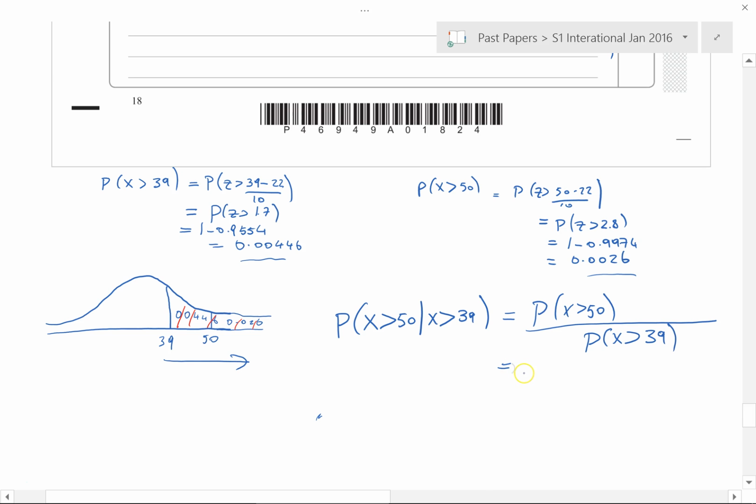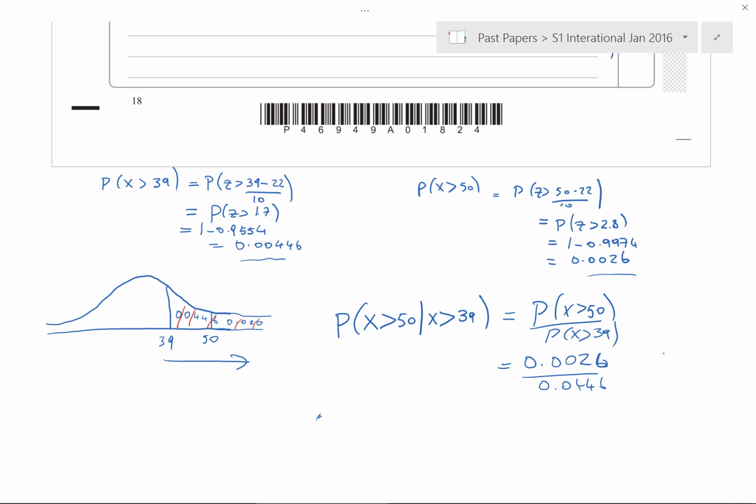So that's where my numbers come from that I've mentioned before. So that's 0.026 divided by 0.0446, and that gives me 0.0583 to three significant figures. Okay, so as I say, it felt a bit similar to a question we've already seen, a conditional probability where one event lies inside the other.